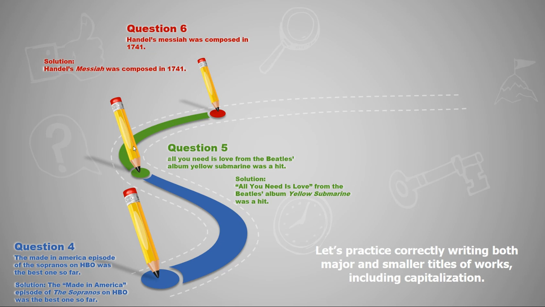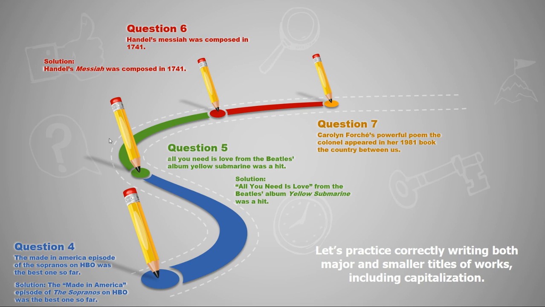The next question should look something like this. Handel's Messiah was composed in 1771. Notice Messiah, which is the name of the major work, is italicized in this particular one. The next example is Carolyn Forché's powerful poem, The Colonel, appeared in her 1981 book, The Country Between Us.